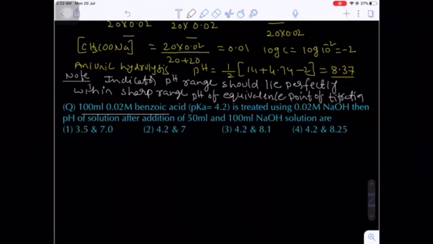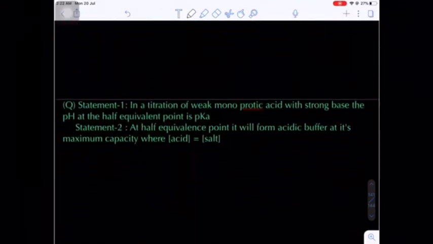Now here one more question is there. 100 ml of 0.02 molar benzoic acid, pKa 4.2, is treated with 0.02 molar NaOH. Then find the pH of the solution after addition of 50 ml and 100 ml of NaOH solution. Are you getting my point? Here, first of all, add the 50 ml of NaOH, so you will get the buffer solution. Okay, and after that you have the salt hydrolysis.